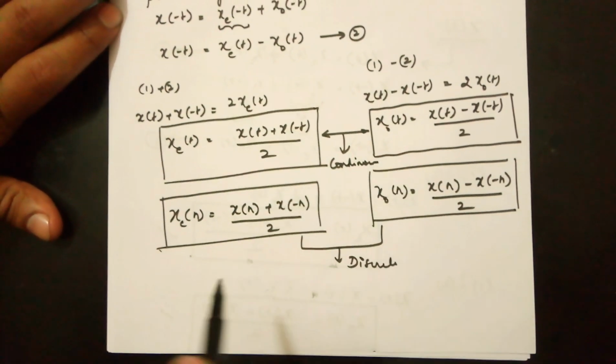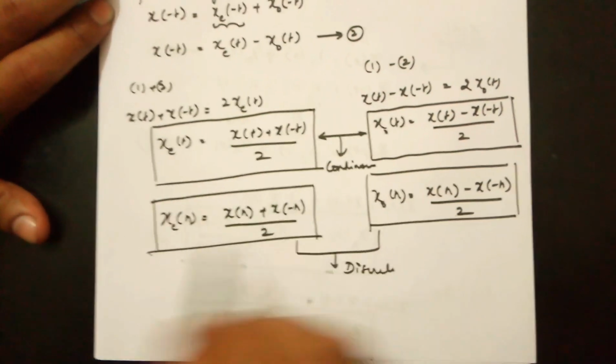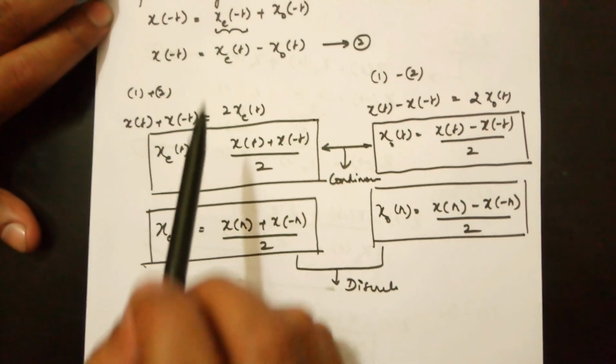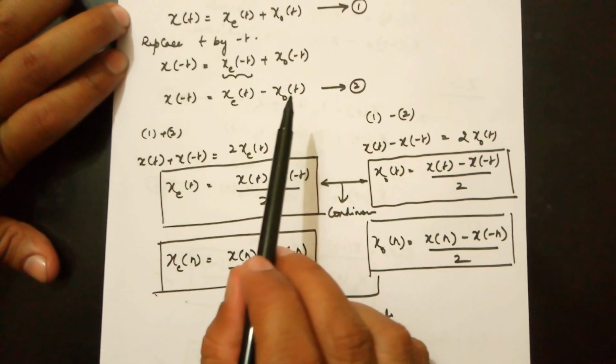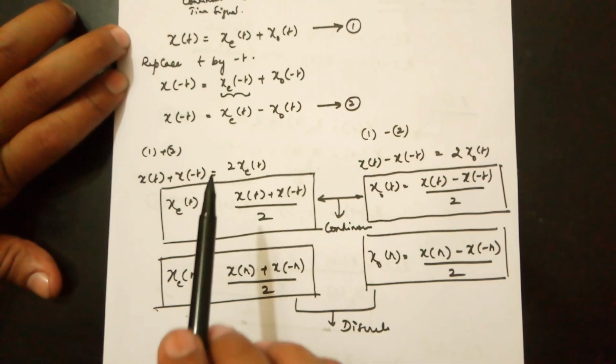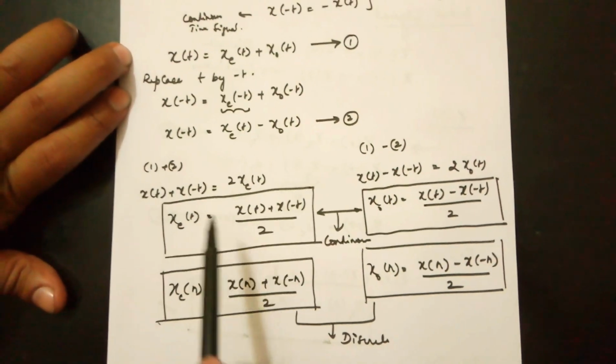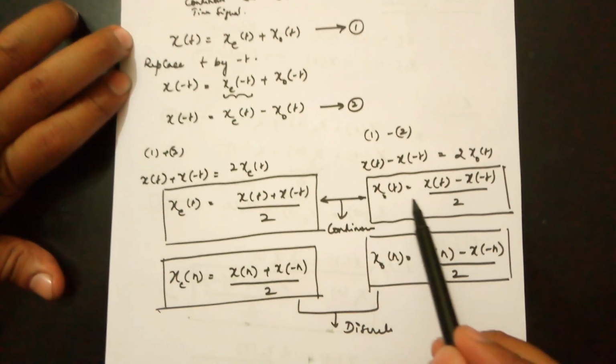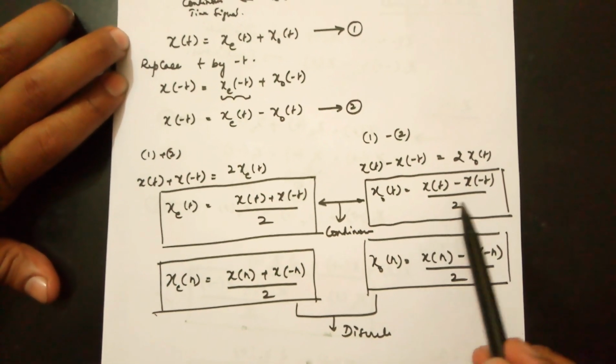Now, given x of t, plotting x of minus t and other things we'll be discussing in the next lecture. So for now, what we have understood from this derivation is that any signal can be represented as a sum of an even signal as well as an odd signal. So the even part of that signal is got by this expression and the odd part of the same signal is got by this expression.